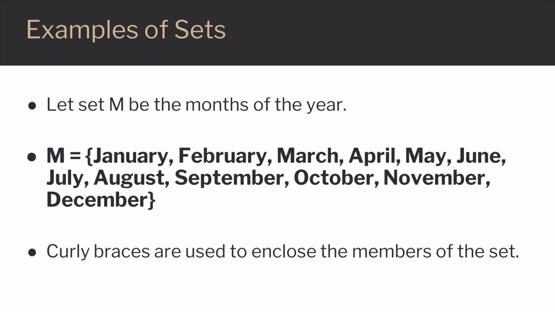An example of a set is the set of months in a year. M is the name of the set, and the elements of this set are the names of the months. We write out the list separated by commas. We use curly braces to show that this list is a set. This set is well defined because we can determine if an element is the name of a month or not.